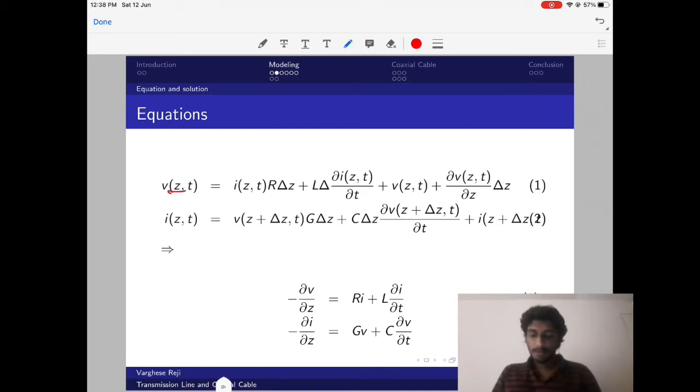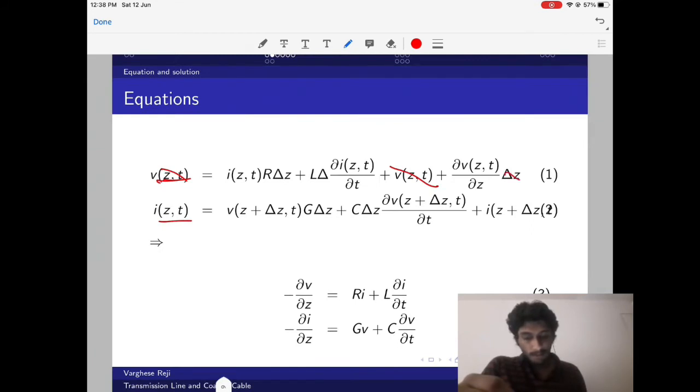We write this by using Kirchhoff's voltage law and this by Kirchhoff's current law. Now when we rearrange this, we can cancel this term, then there will be delta Z in all cases. There will be a Z here, this will cancel out, then we will get this equation.